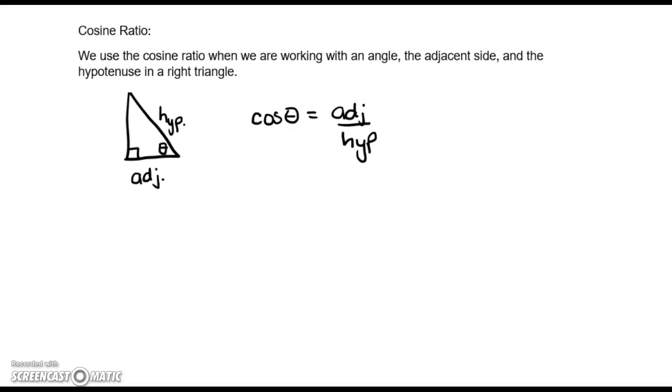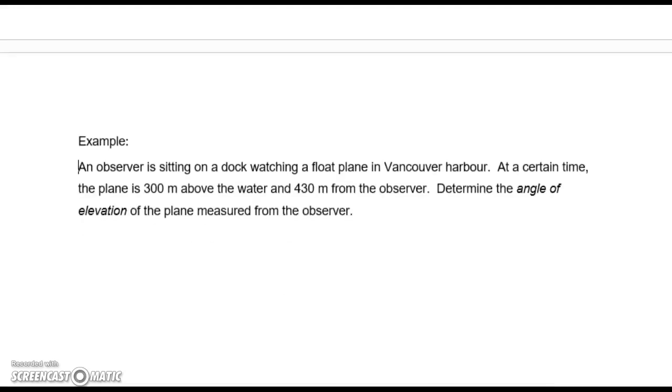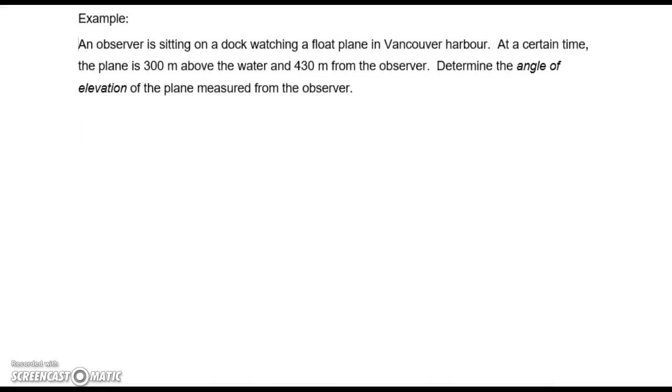So now we're going to look at a word problem, which is example number 3 in your notes. An observer is sitting on a dock watching a float plane in Vancouver Harbor. At a certain time, the plane is 300 meters above the water and 430 meters from the observer. Determine the angle of elevation of the plane measured from the observer.